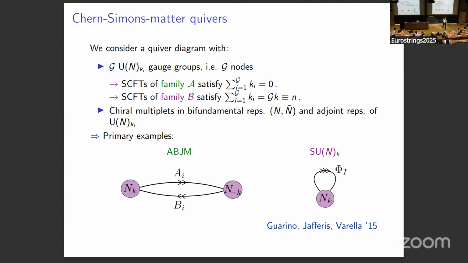So you have a U(N) times U(N) gauge group with opposite Chern-Simons levels, so the sum is indeed 0. And then for family B, things are, again, a little bit more complicated, but the primary example I would say is an SU(N) gauge group with non-zero Chern-Simons level K, okay?